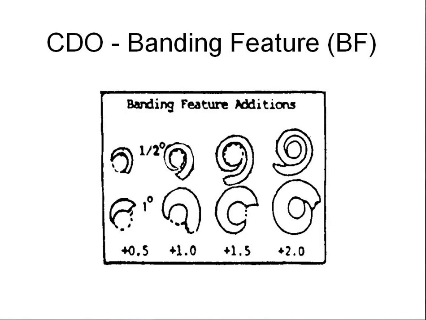This diagram shows the assignments for banding features. As you can see, the banding feature is an add-on number with positive values up to 2. On this diagram, the upper row is for banding that averages a ½ degree latitude in width, and the bottom row is for banding that averages 1 degree latitude in width.